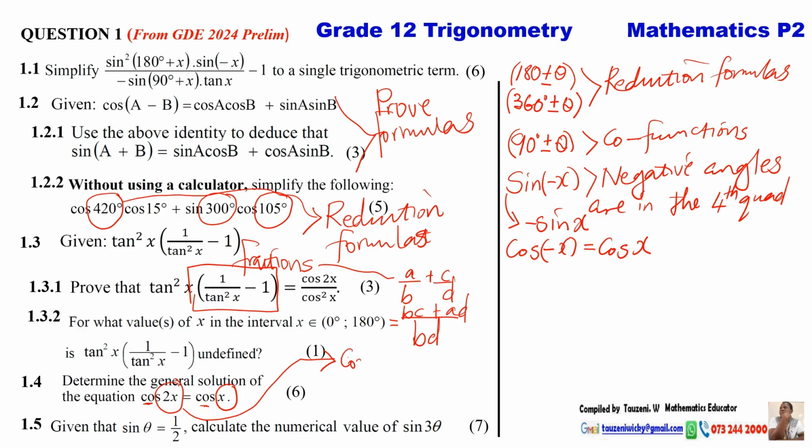Now, the formula for the double angle cos 2x is equal to cos squared x minus sine squared x. This is also equal to 1 minus 2 times sine squared x. And this is also equal to 2 times cos squared x minus 1. So I've got three options for the cos of 2x.